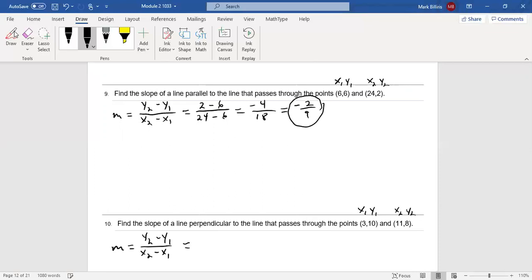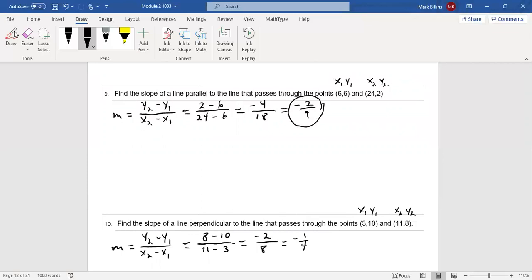And then plug in the values. So y sub 2 is 8, minus y sub 1, which is 10, over x sub 2, which is 11, minus x sub 1, which is 3. So 8 minus 10 is negative 2, and 11 minus 3 is 8. This reduces to negative 1/4. So the slope of the original line is negative 1/4.